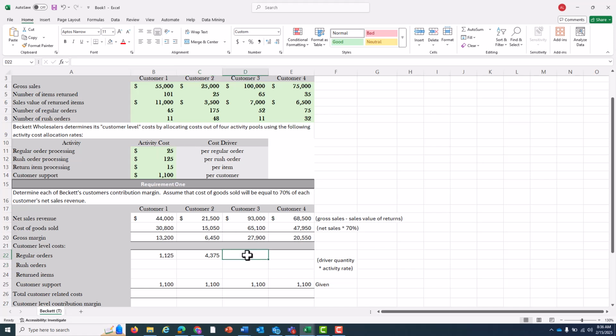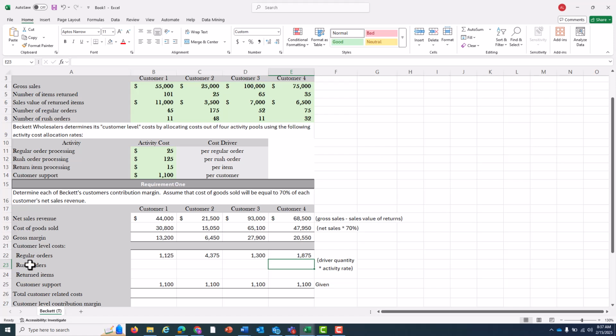Customer number 3 made 52 regular orders during the period at a rate of $25 per regular order. So they caused us to incur $1,300 worth of costs for processing their regular orders. And then lastly, customer number 4 made 75 regular orders during the period, and that's a rate of $25 per regular order. Their cost for that activity was $1,875.